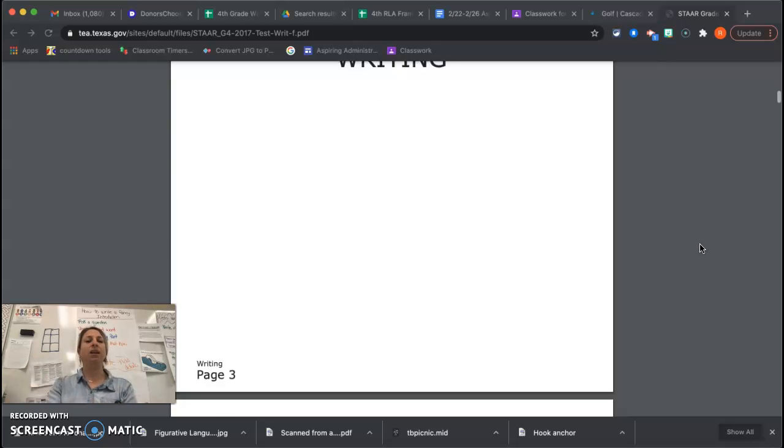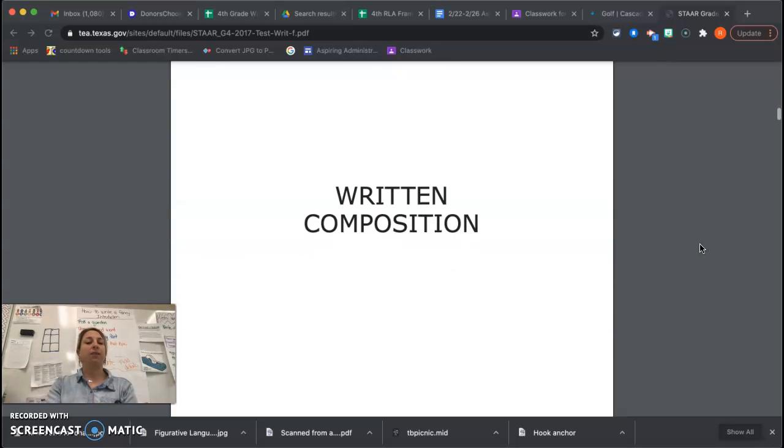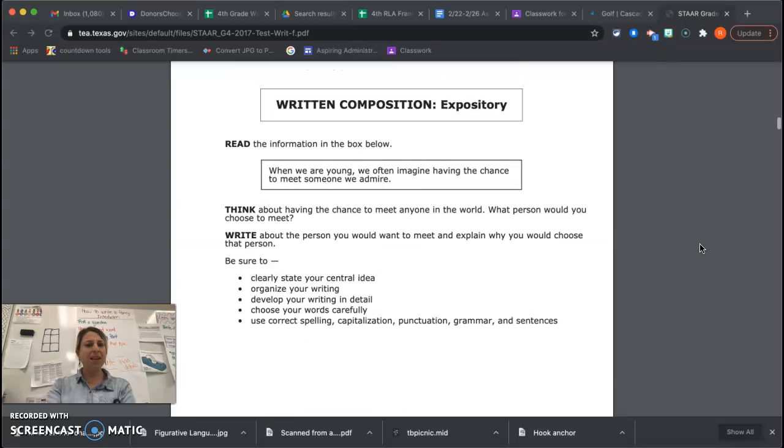It's going to say writing, and it's going to have writing composition, and it's going to have a prompt. Remember, when you get to this prompt, the most important thing for you to do is to circle the right part and only focus on that. That is what you're going to be writing about. Now, this is not your topic. This is just an example. But when you see yours, it will look just like this. And I want you to circle the right part, so you know exactly what you're going to write about.